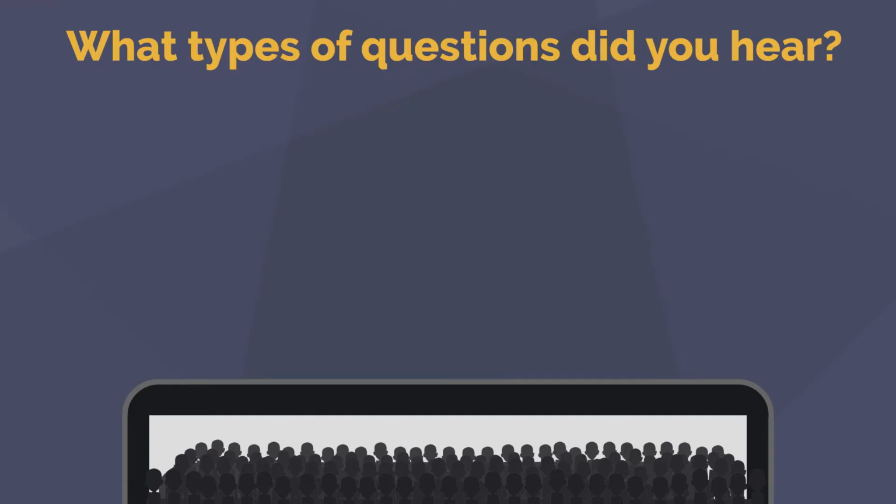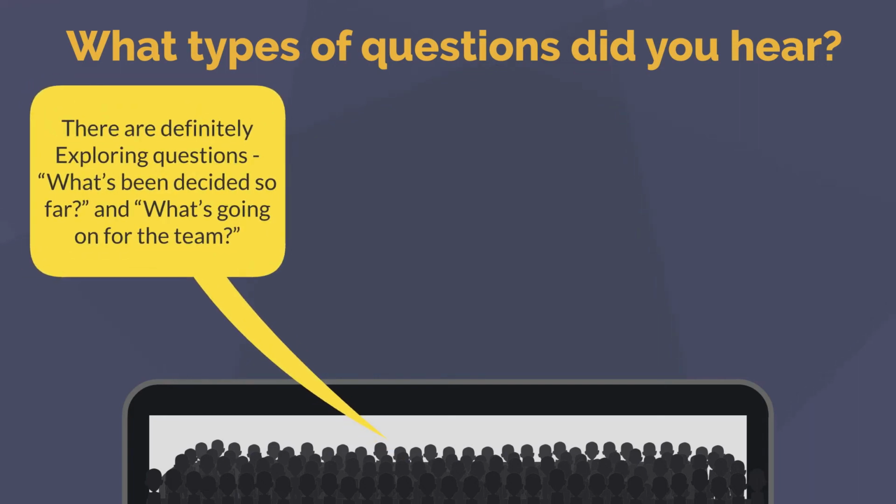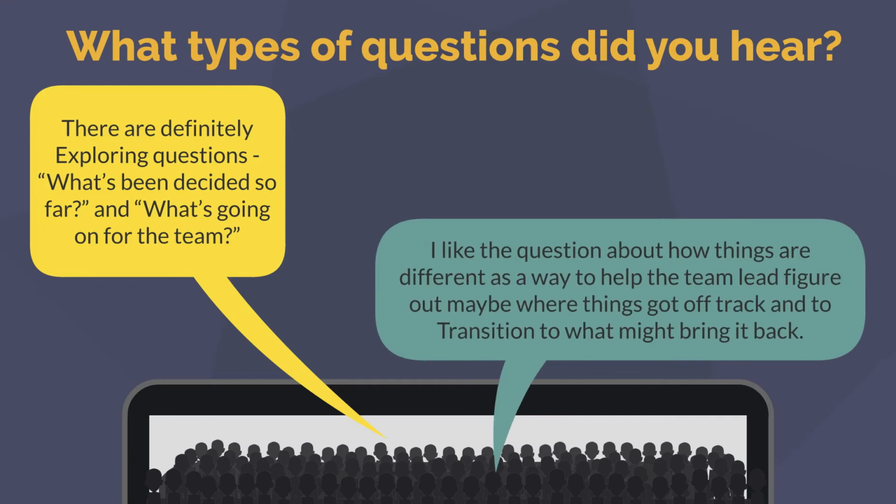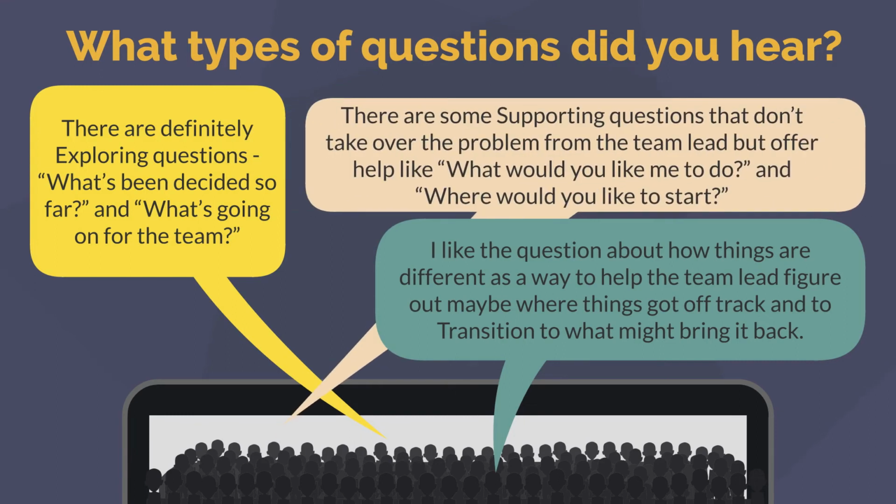Let's stop here and take a moment to look at the types of questions we've heard so far. How many can you name? Airman Gonzalez points out that there are definitely exploring questions. What's been decided so far, and what's going on for the team? Maya likes the question about how things are different as a way to help figure out maybe where things got off track and to transition to what might bring it back. Mike identifies some supporting questions, questions that don't take over the problem but offer help. What would you like me to do? And where would you like to start?